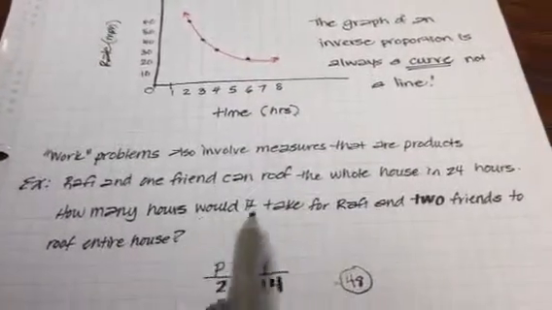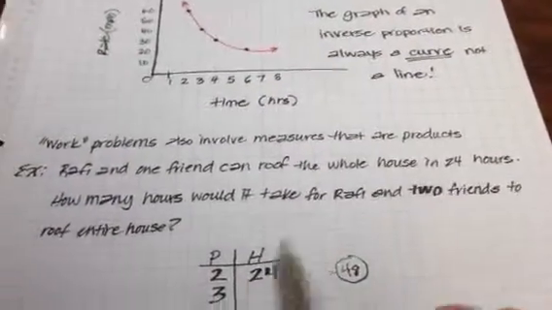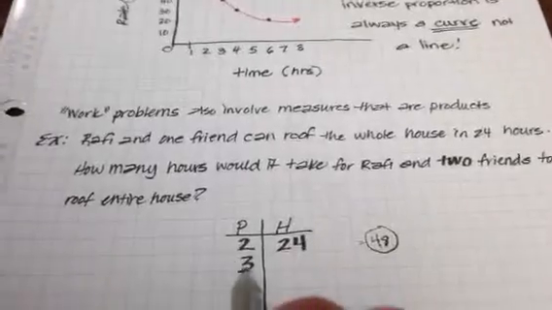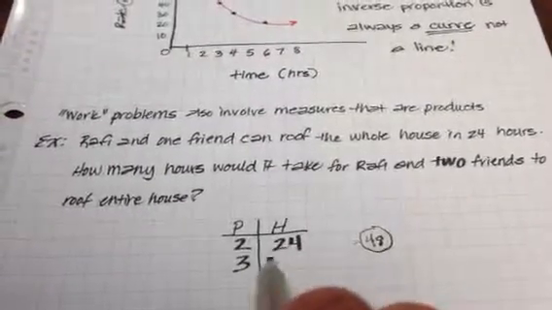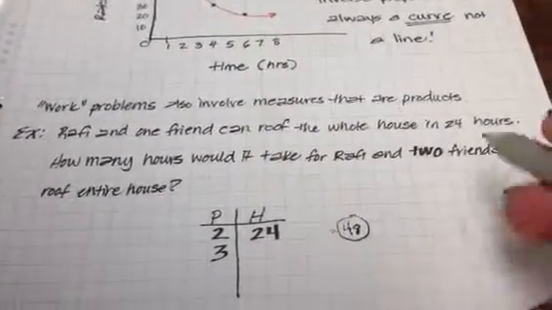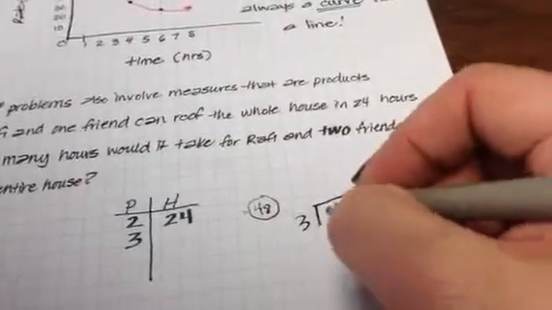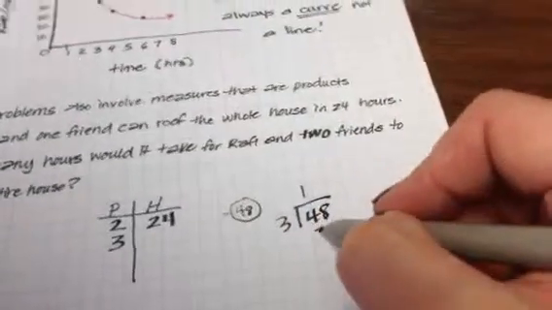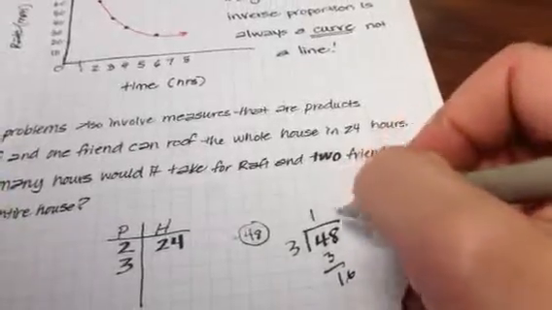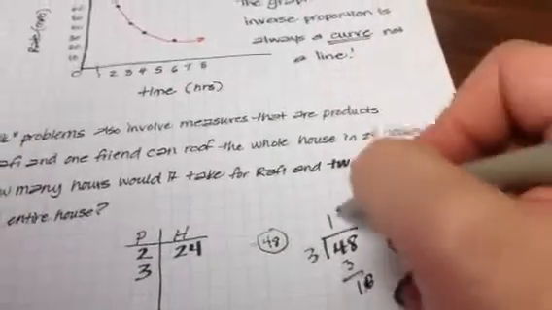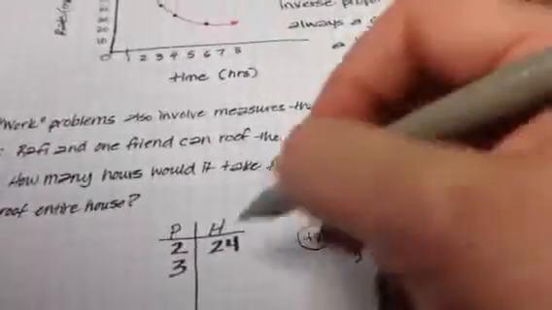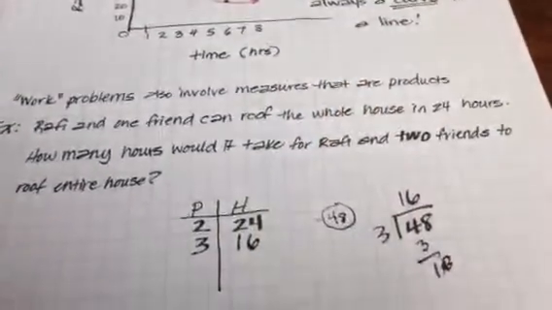So now, how many hours would it take Rafi and 2 friends to roof an entire house? All right, so I got 3. Well, 3 times what is 48? Well, divide 3 into 48. 3 goes into 48, 16 times. So if they had one more friend, they could do it in 16 hours.